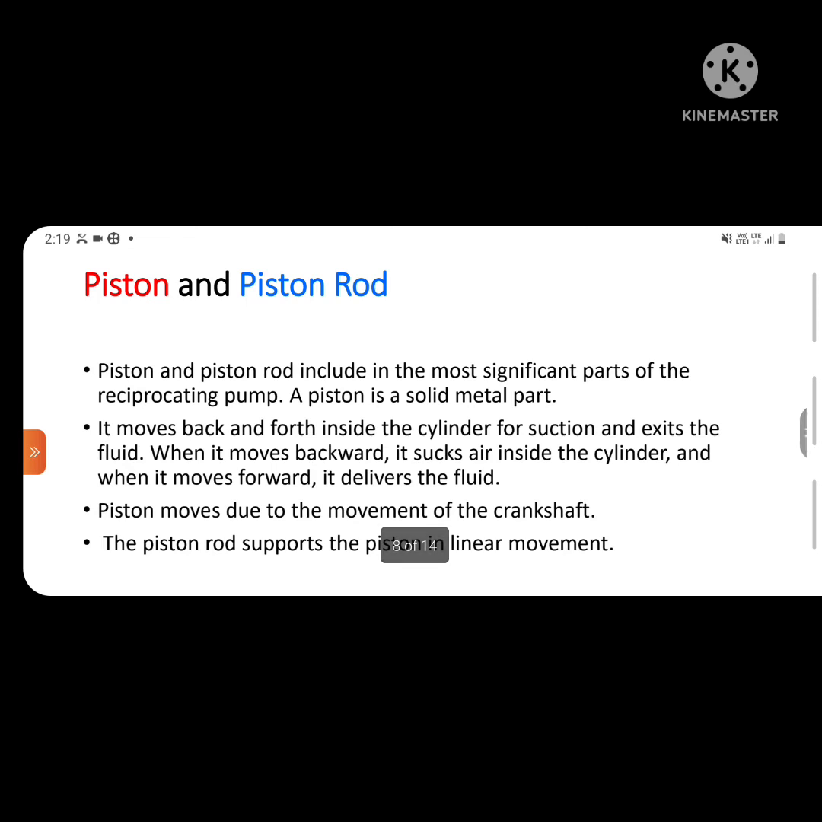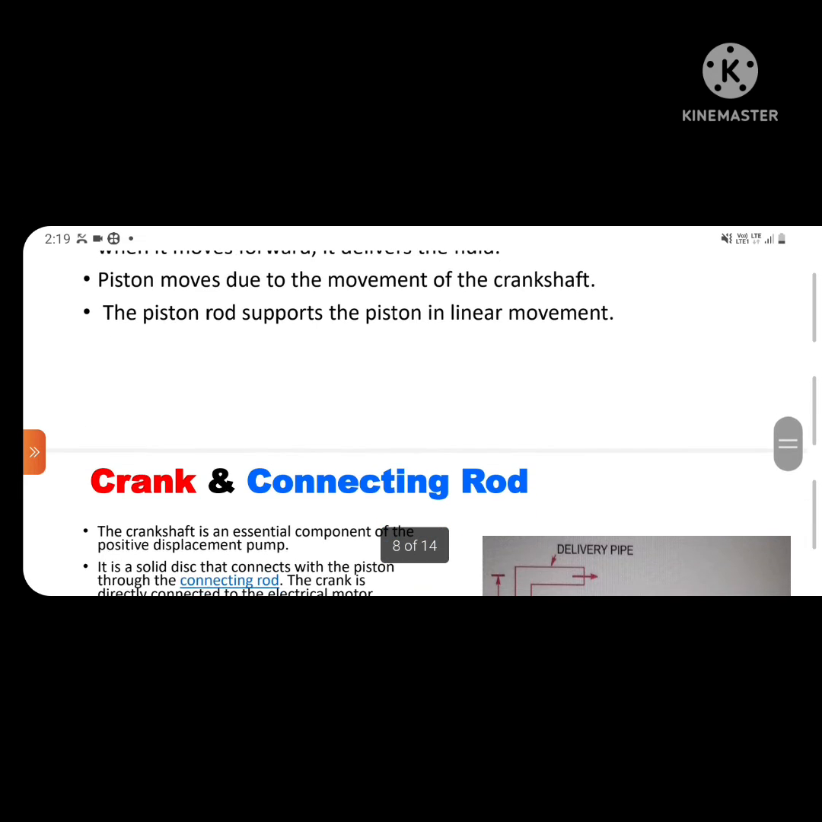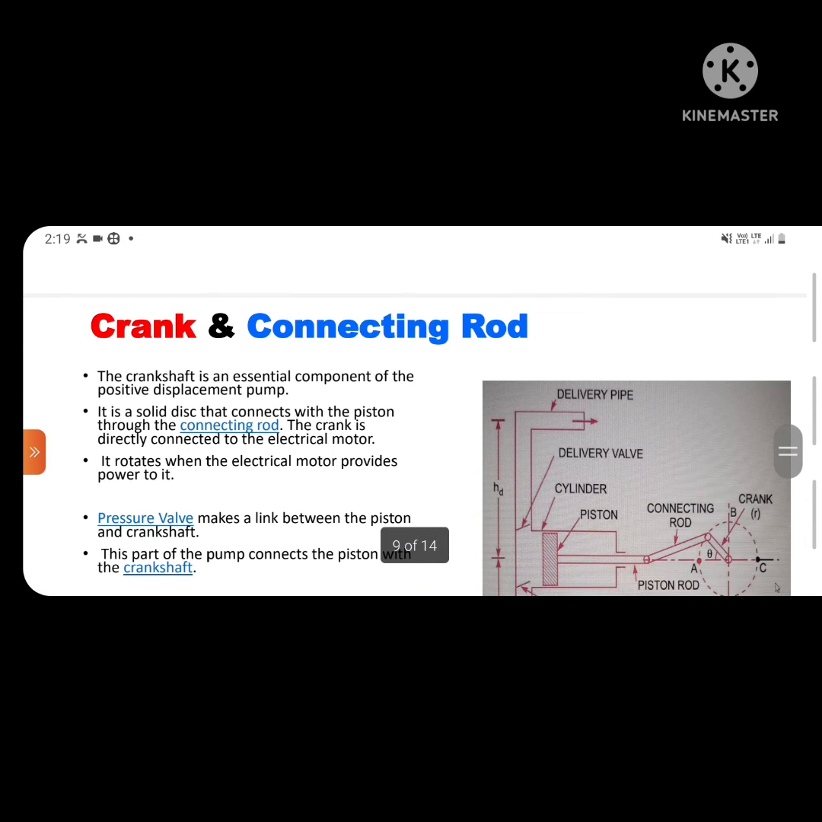The piston moves due to the movement of the crankshaft. Actually, the crank is connected to the piston and connecting rod. The piston rod supports the piston in linear movements. There is a to and fro motion, a forward and backward motion.